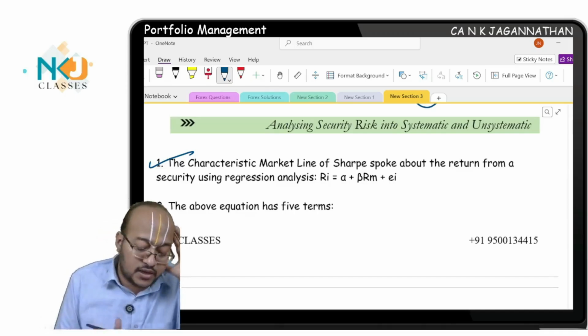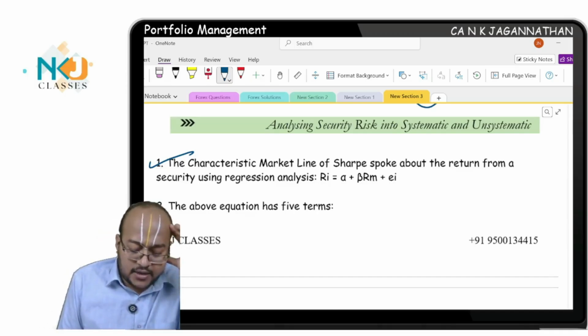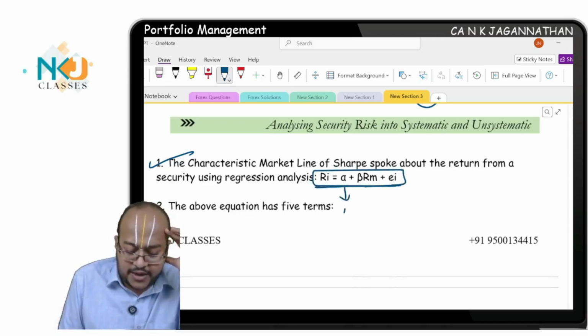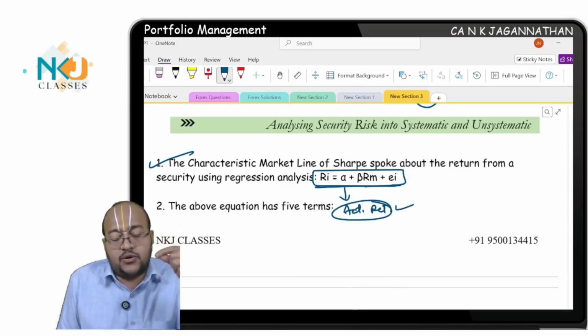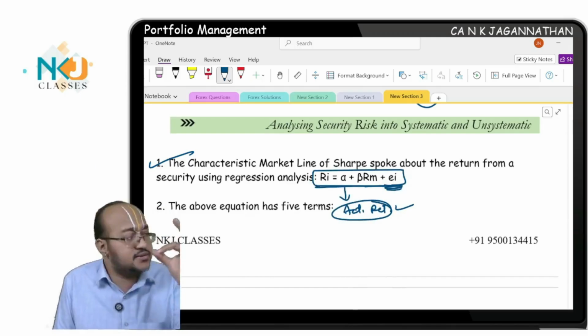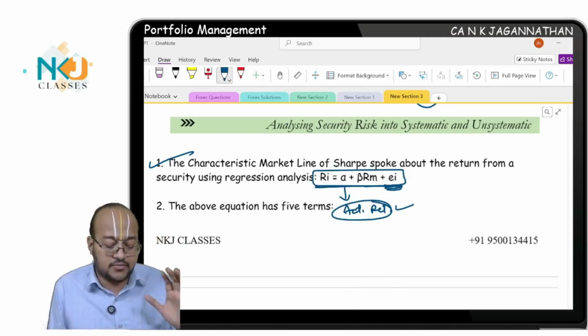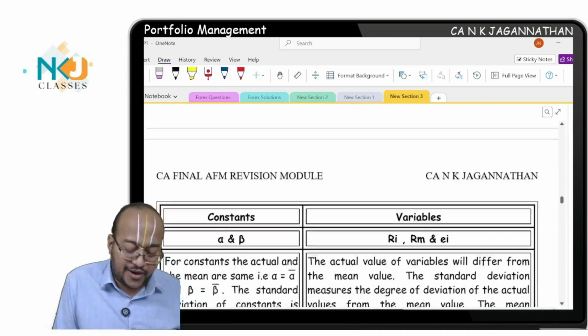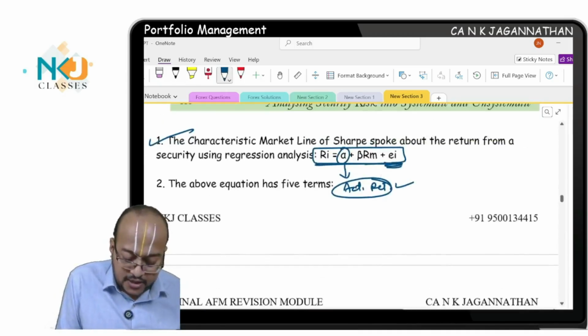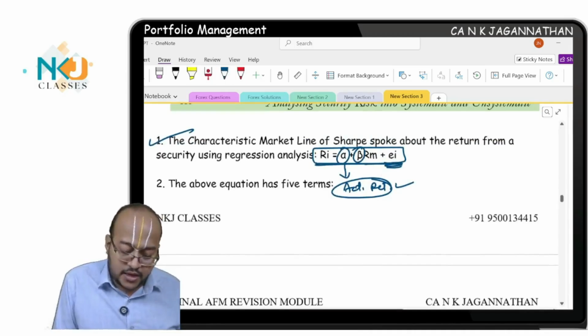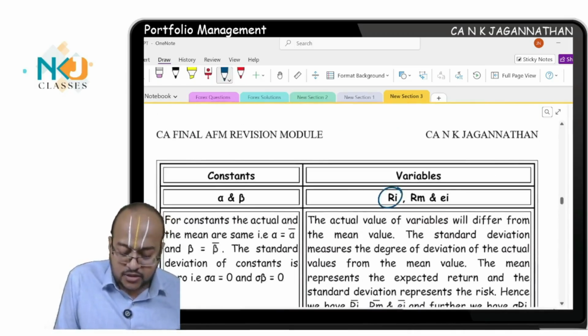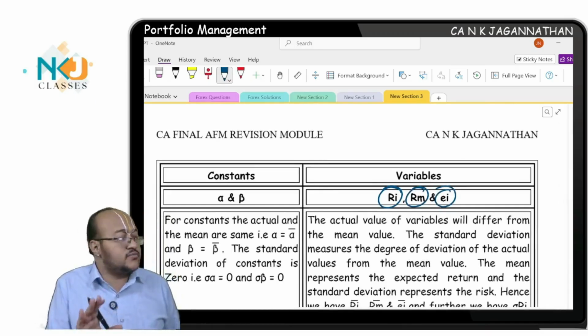Are you listening? See, the characteristic market line is what? This is the characteristic market line. The actual return of the security is alpha plus beta into Rm plus or minus Ei. This is what the equation is. In this equation, there are 5 terms. One is alpha and beta, and there are variables: return of the security, return of the market, and Ei. Are you all understanding? 5 terms are there.